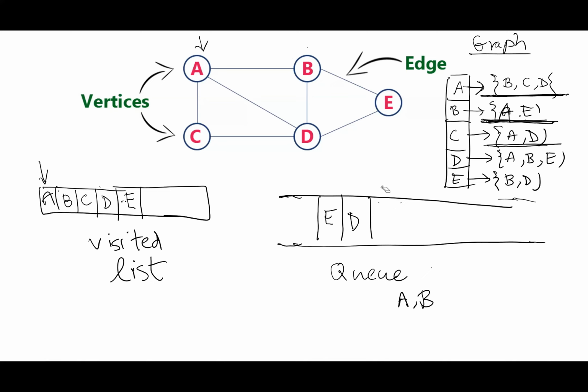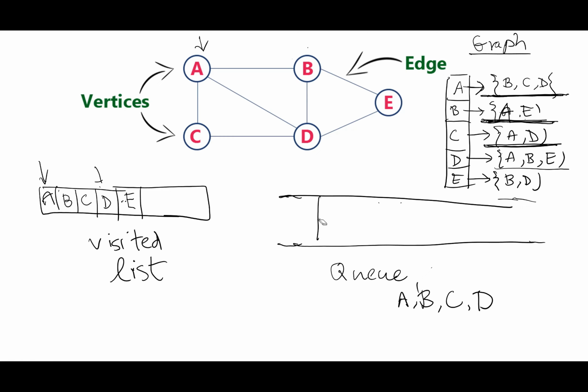Next, I take C out and I check C's neighbors A and D. You see both A and D are in the visited list, so I don't put any of them into the queue. So next, I take out D. These neighbors are A, B, and E. You see all three are already in the visited list, right? So I don't put any of them into the queue again.